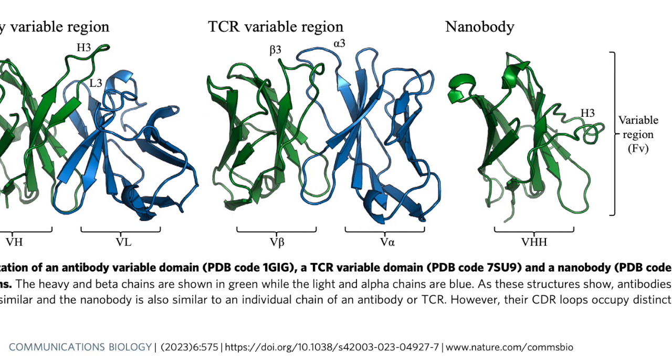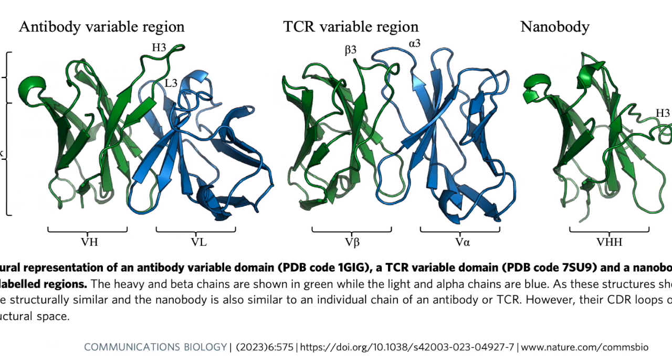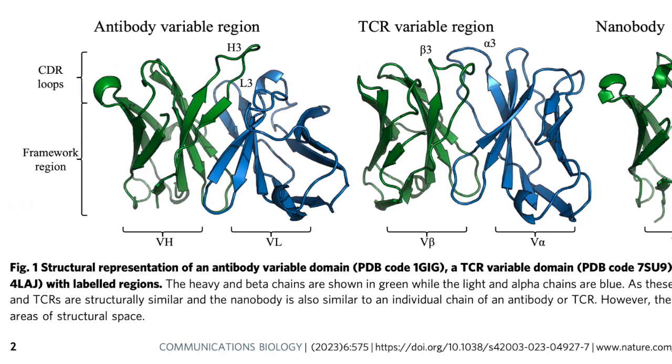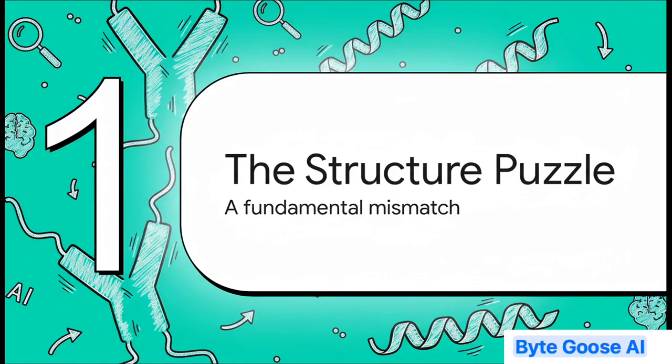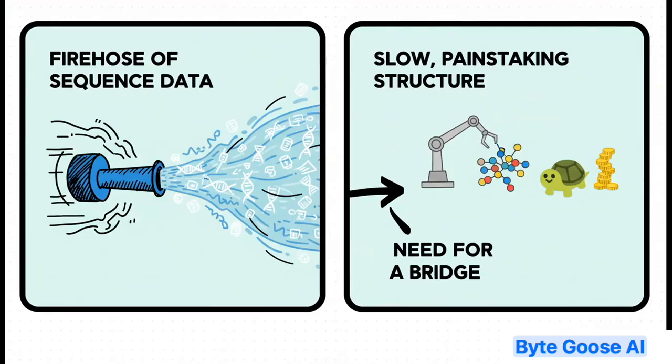So let's start by getting a really clear picture of the core problem these new AI tools were built to solve. It really all comes down to a fundamental mismatch in modern biology. On one hand, you've got this fire hose of sequence data. It's vast, and we get it incredibly fast. But on the other hand, figuring out the actual 3D shape of even one of those proteins using experiments is painstaking, it's slow, and it is very, very expensive. We've desperately needed a bridge between these two worlds.